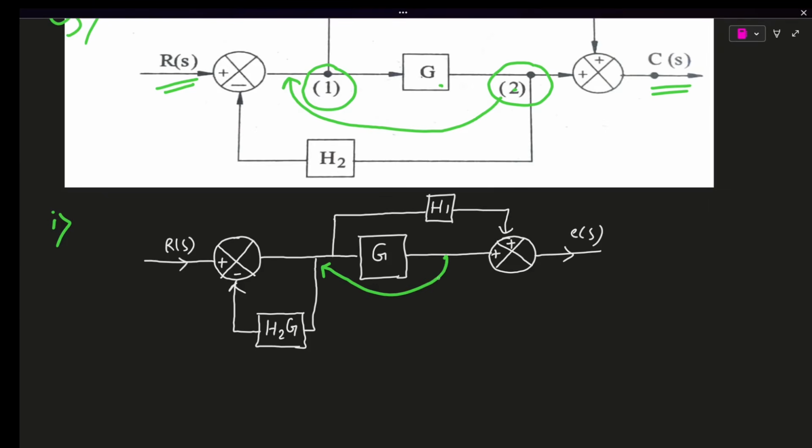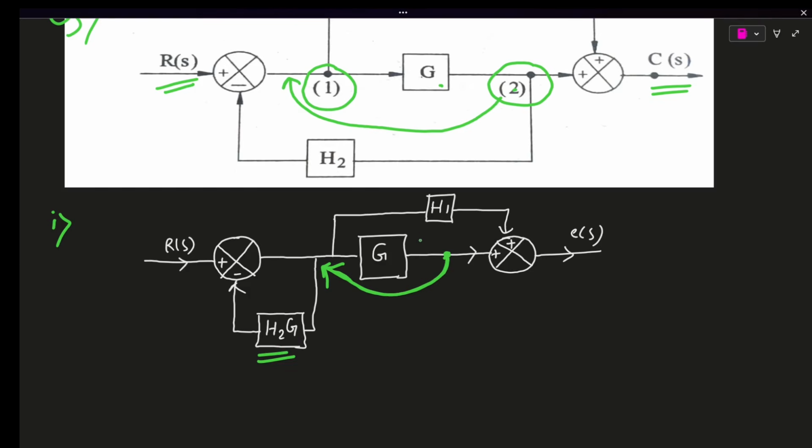And whenever we shift a takeoff point before a block, we have to multiply the feedback with the value of the block. So here H2 has converted to H2 into G because we have shifted the takeoff point before the block G. That's why we multiplied G with H2.